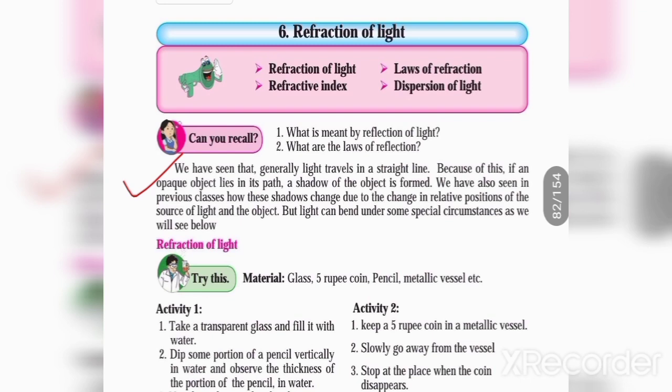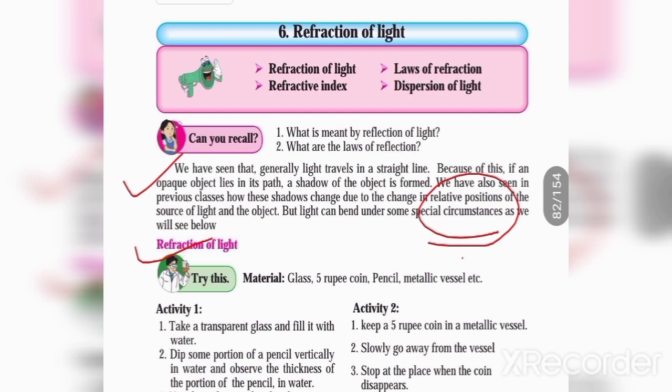We have also seen in the previous classes how this shadow changes due to the change in the relative position of the source of light and the object, but light can bend under some special circumstances, as we will see in the below part. We have to study about those circumstances in the below part. How do we get that answer?